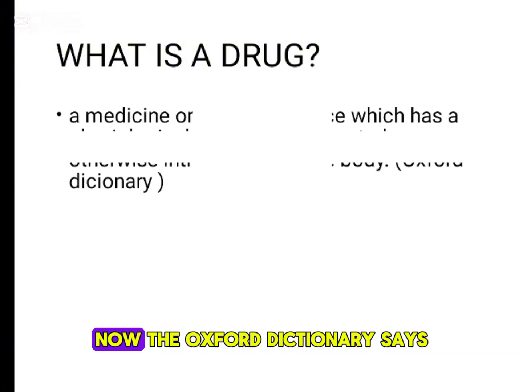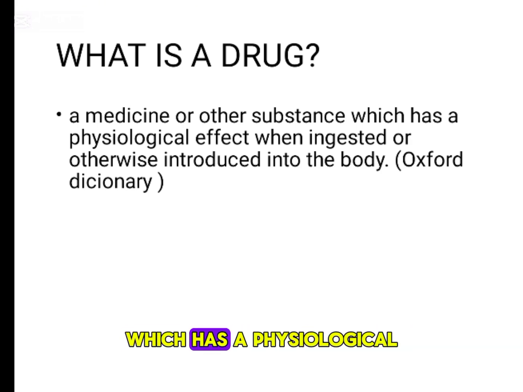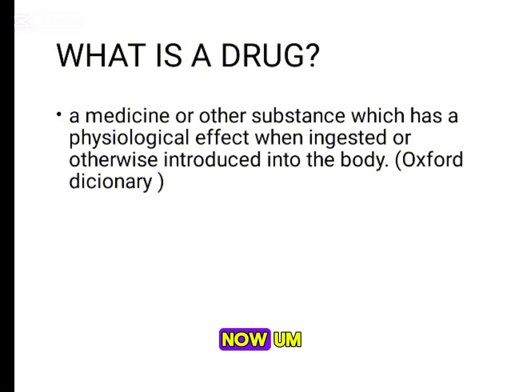Now, the Oxford Dictionary says a drug is a medicine or other substance which has a physiological effect when ingested or otherwise introduced to the body. Now, this definition is just okay for the English language, but it doesn't quite hit the nail on the head. Now, let's check out some other definitions we can see.